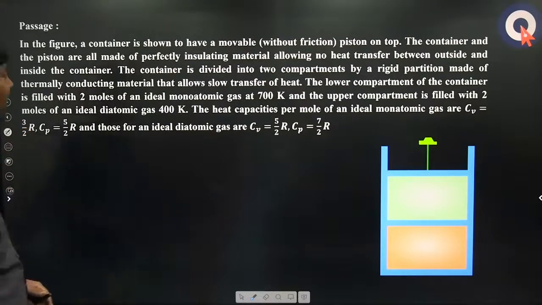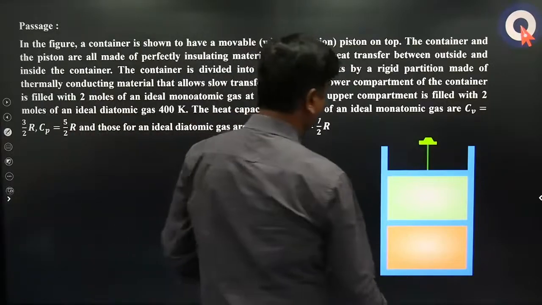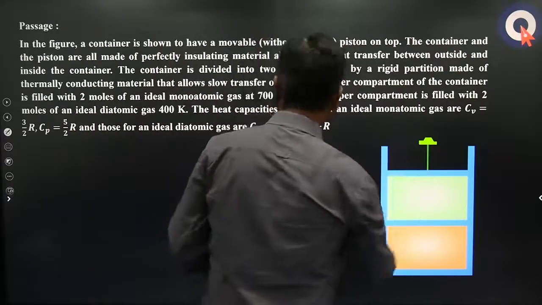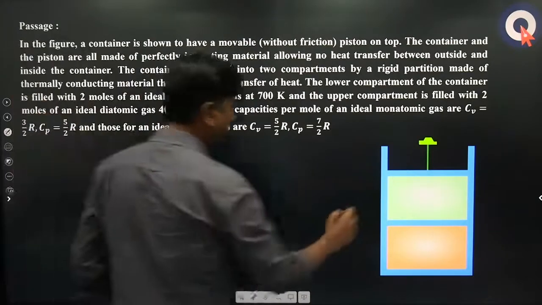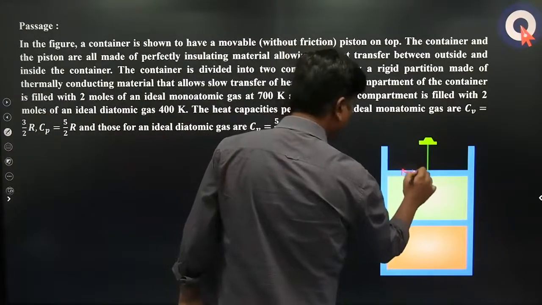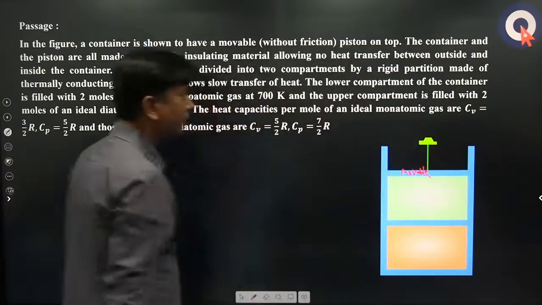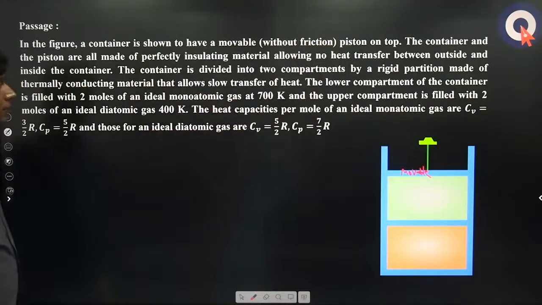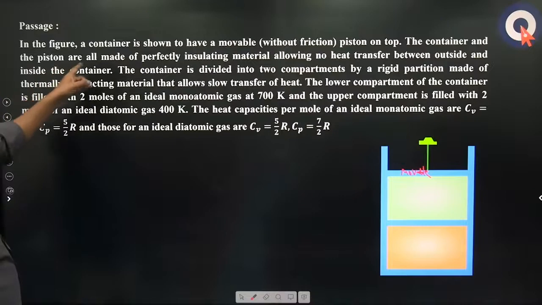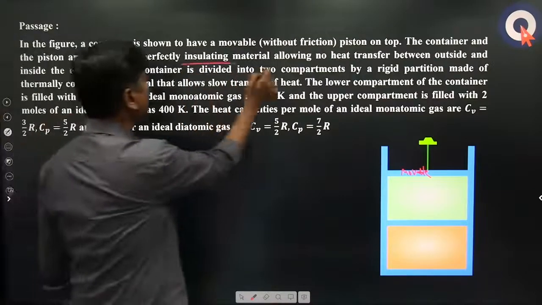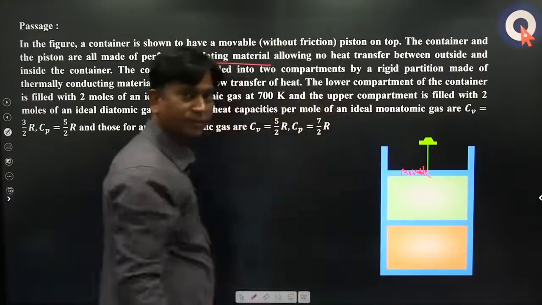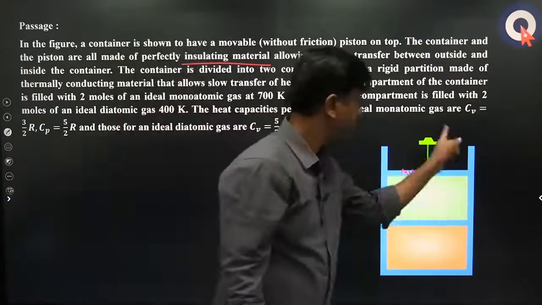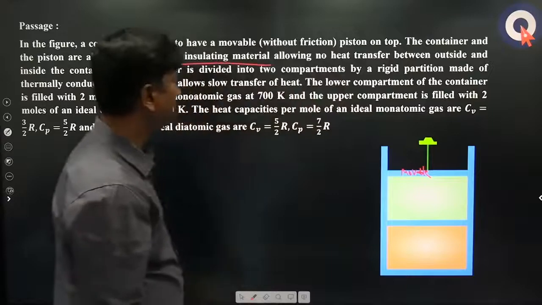In the figure, a container is shown to have a movable piston on top. So this is a movable piston. The container and the piston are all made up of perfectly insulating material. Most of the time they will give you total insulating only. So this is a cylinder and the piston completely insulating.